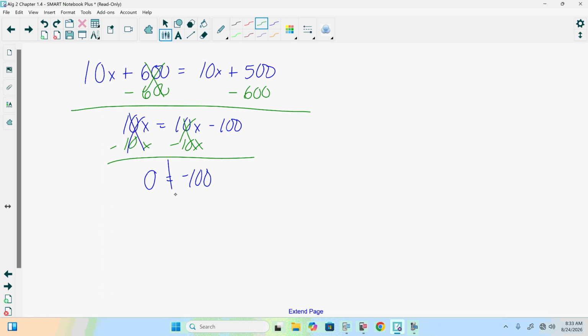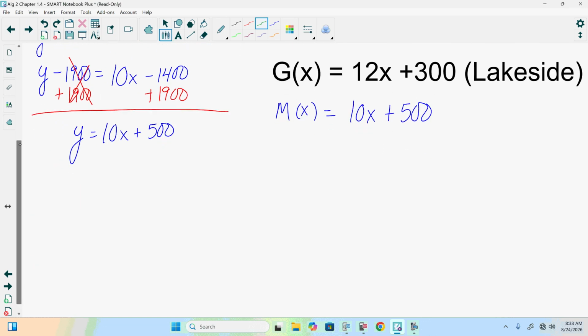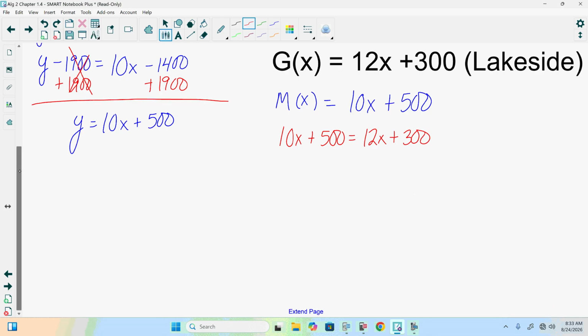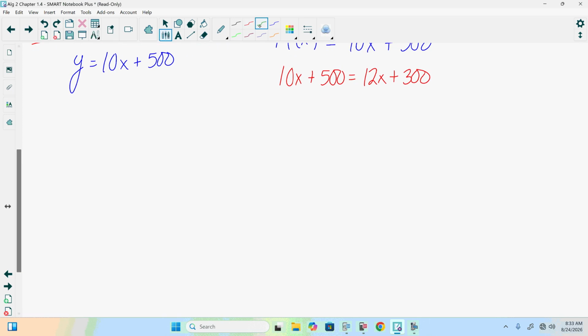Zero equals 10x. No solution because they do not cross, they don't intersect. Doesn't work. We can't find a value of x. So really the only two we're looking at are Lakeside and Maple. And we can do the exact same thing we did on the last one. We can take the 10x plus 500 and set it equal to our 12x plus 300, and solve for our value of x.